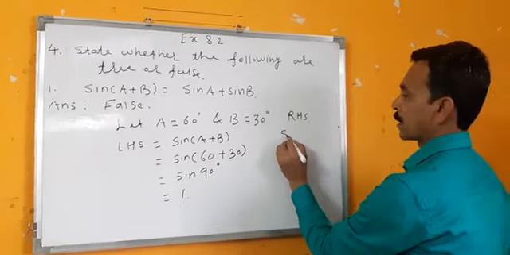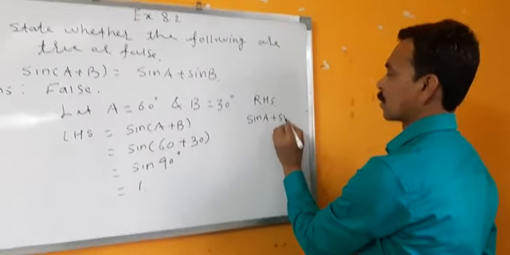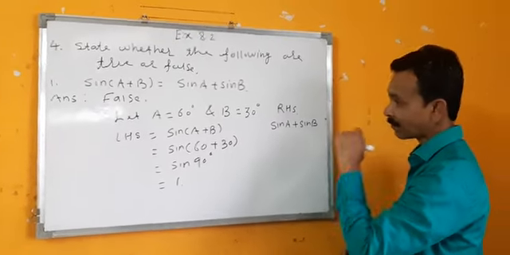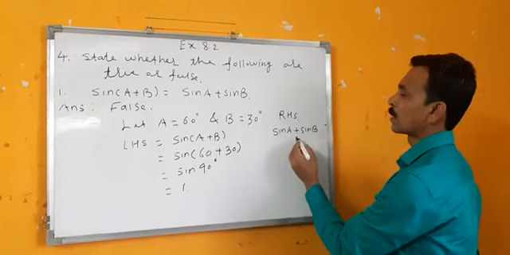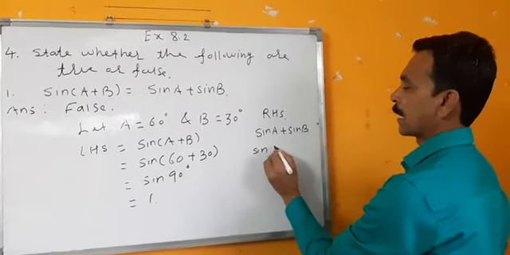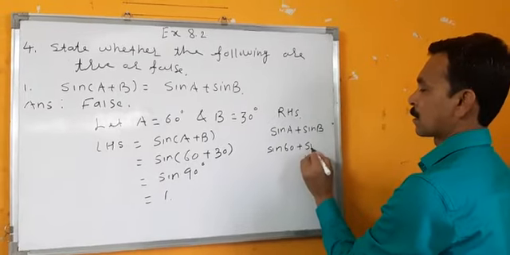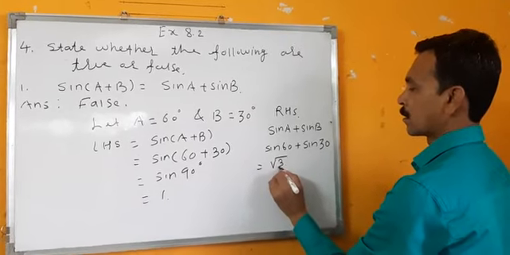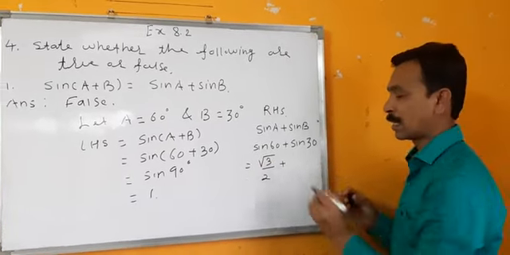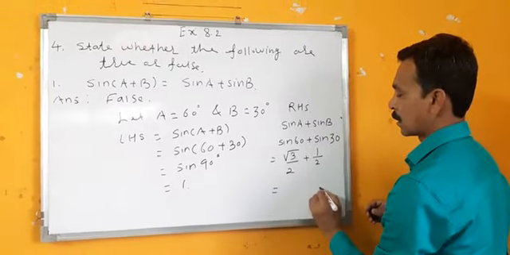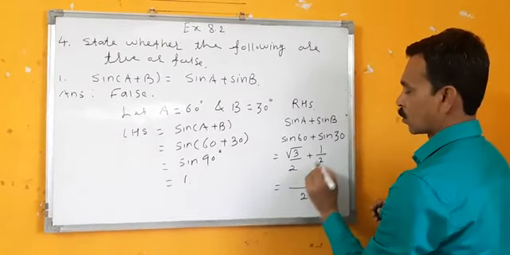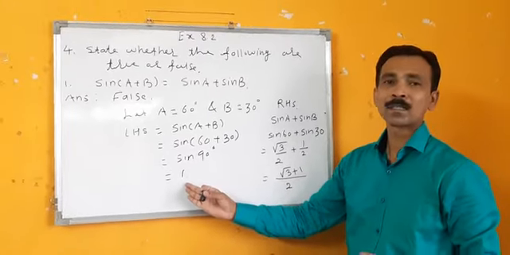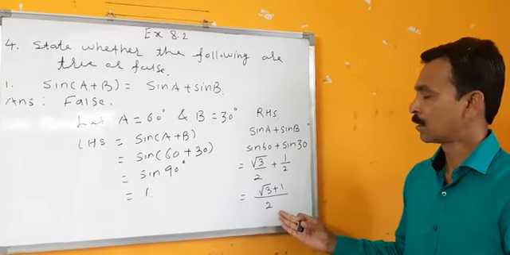Now I will take here RHS. RHS is what? Sine A plus sine B. What is sine A? Sine 60 plus sine 30. What is value of sine 60? Root 3 by 2. What is value of sine 30? 1 by 2. Take the LCM. LCM is 2. What will come in the numerator? Root 3 plus 1. Check, what is LHS? 1. What is RHS? Root 3 plus 1 by 2.